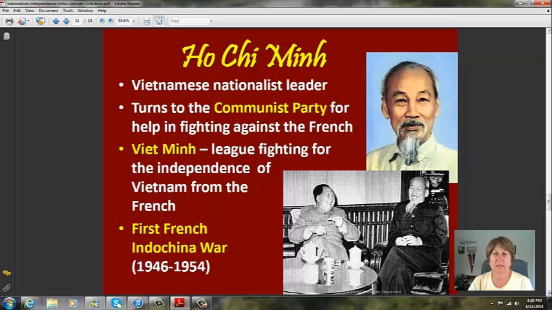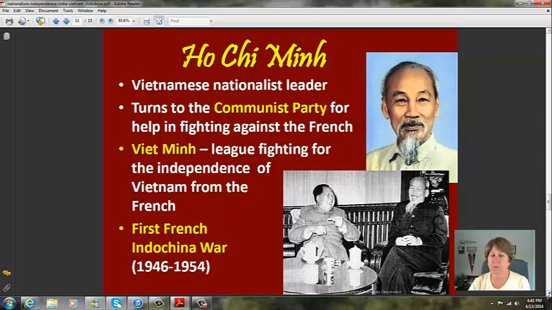The Vietnamese nationalist leader was Ho Chi Minh, and Ho Chi Minh felt that the best way for him to fight the French for independence was to turn to the Communist Party for help in this independence movement. The Viet Minh was the league that was fighting for independence of Vietnam from the French.